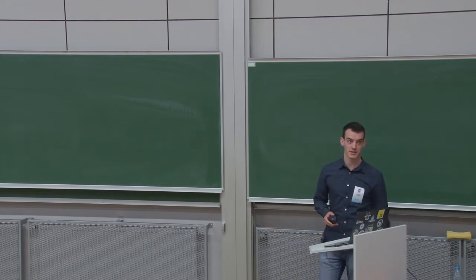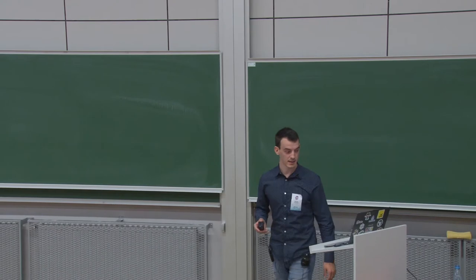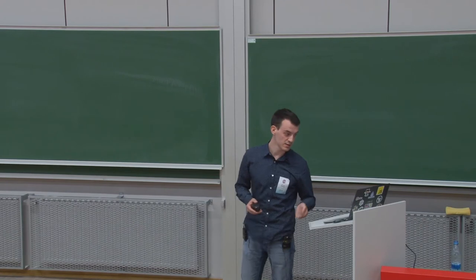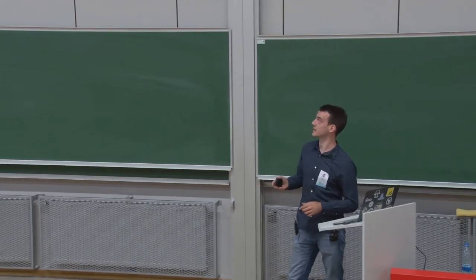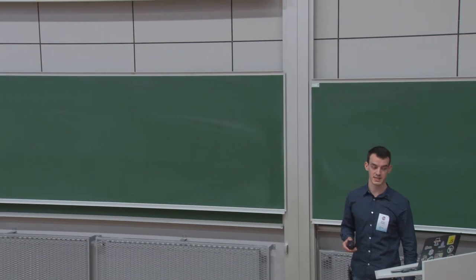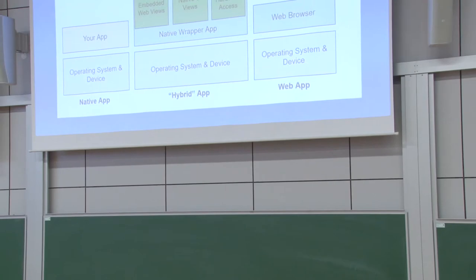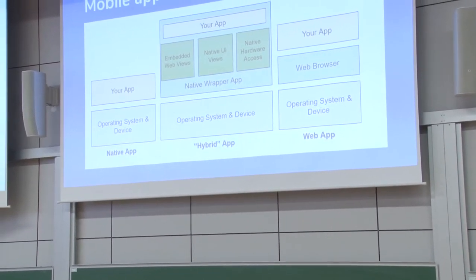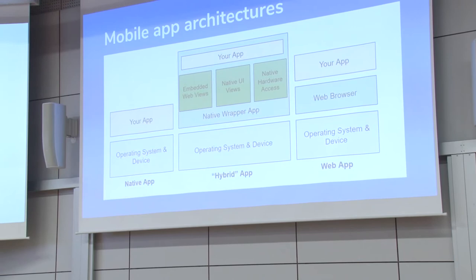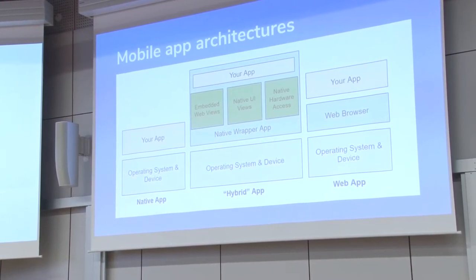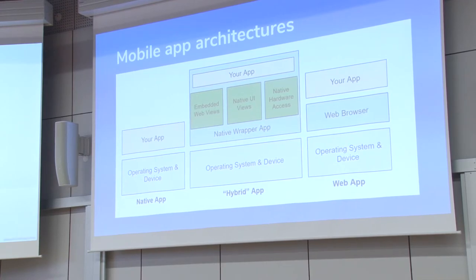Now, to understand better what hybrid apps are, let's take a look at the three most commonly used mobile app architectures. On the left side, we have the most typical native app architecture. For example, we have a lot of these apps in the app stores. We can download them, and they run directly on the operating system and device. On the right side, we have the web app. This is where our applications run in the web browser on the device. So we have the operating system and device, a level of abstraction is the web browser, and our app is running in the web browser.